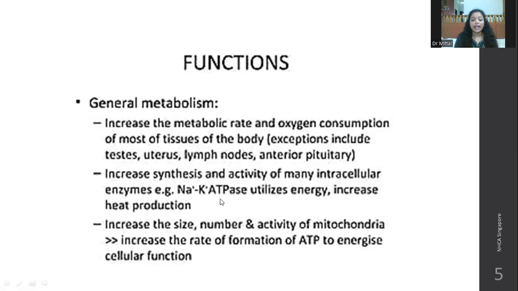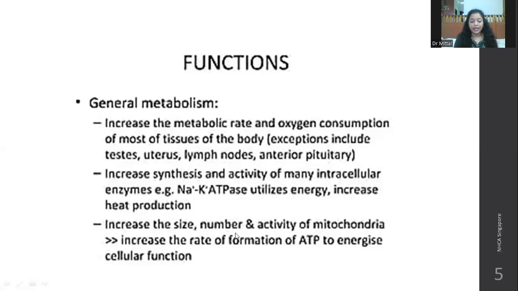Increased synthesis and activity of many intracellular enzymes, specifically sodium-potassium ATPase, that utilizes energy, increased heat production. Heat production is a byproduct of your metabolism. Whenever the body is in a metabolic state, the body naturally produces heat. Heat is a byproduct of various metabolism that takes place inside your body.